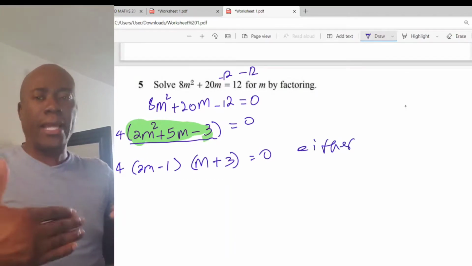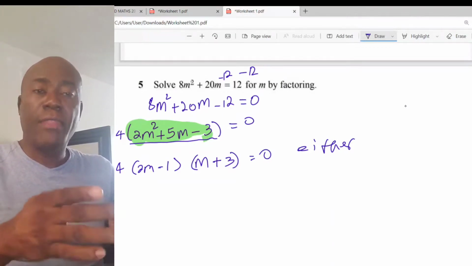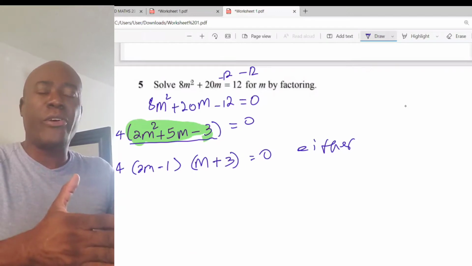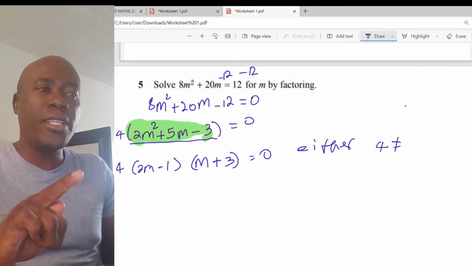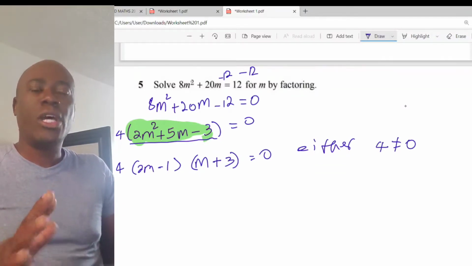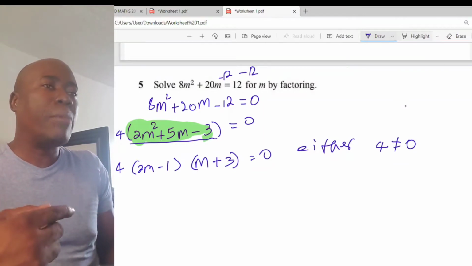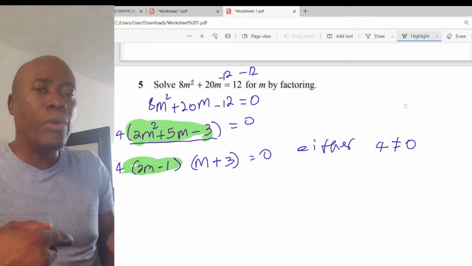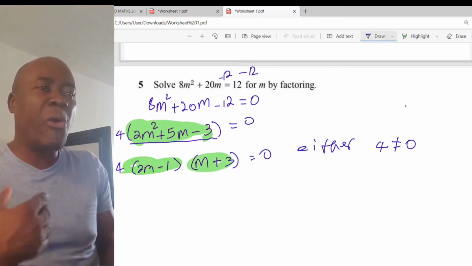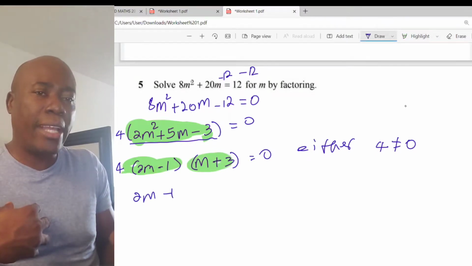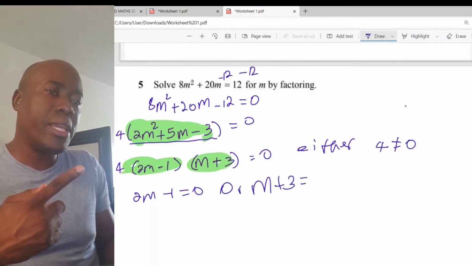because if things multiply to give 0, then you want to say that, guess what? If things multiply to give 0, then either all of these are 0 or one of them is 0. The thing is, we wouldn't know, but definitely 4 is not a 0. I'm sure that 4 is not a 0. So 4 is not going to be in my calculation right now because 4 is not a 0. So I'm going to be focusing on 2m minus 1 and m plus 3. One of these or both of them are 0. So we'll say either 2m minus 1 is a 0, or if not, m plus 3 is a 0.